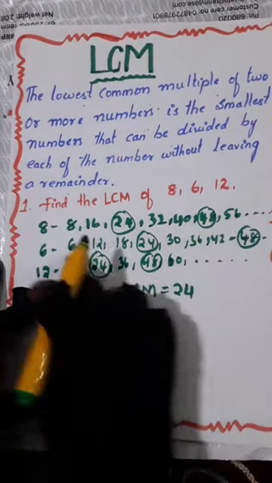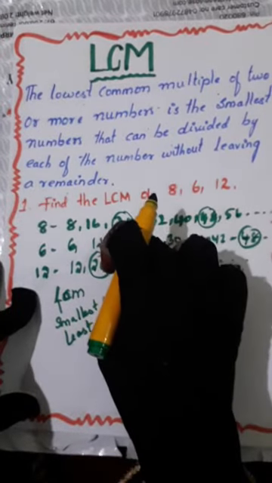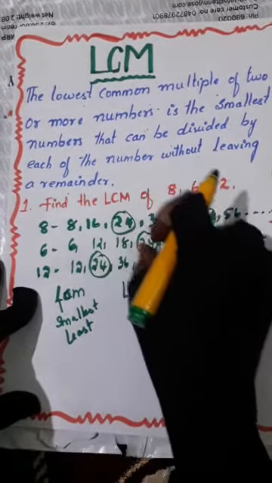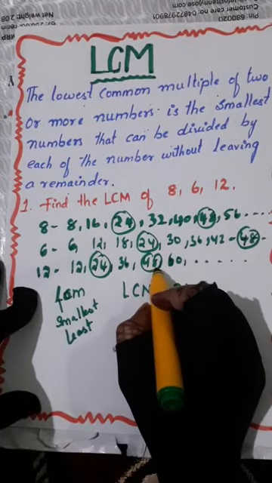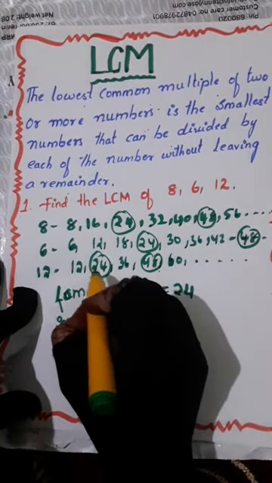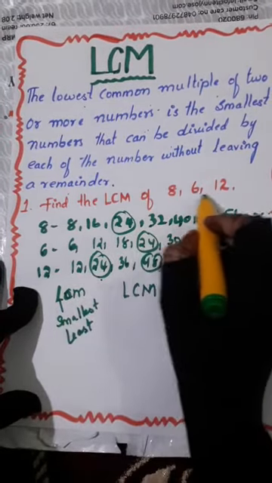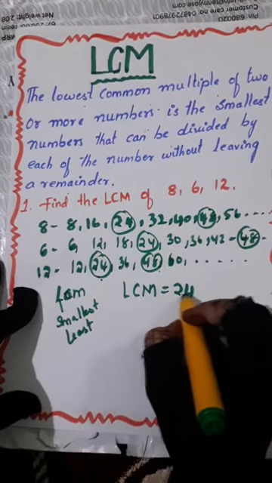What we have to do: first we take the multiples of the numbers, and from them we take the smallest number which is common. So we are not taking 48; we want the smallest multiple. 24 is the first smallest common multiple of these three numbers. So the lowest common multiple is equal to 24.